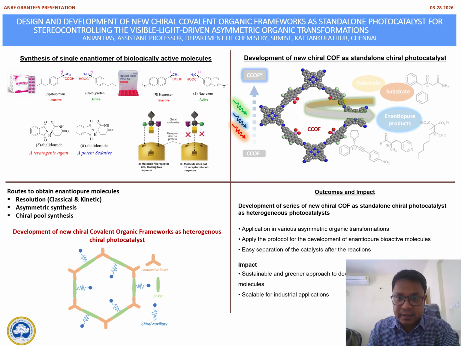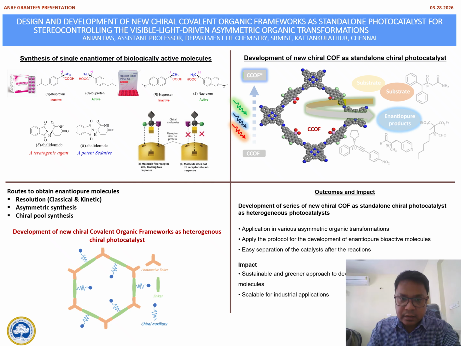So to achieve good enantioselectivity, it requires a chiral catalyst and asymmetric synthesis under thermal conditions. But over the past decade, photocatalysis using visible light to drive chemical reactions has opened new possibilities. So asymmetric photocatalysis generally combines light activation with chiral induction.